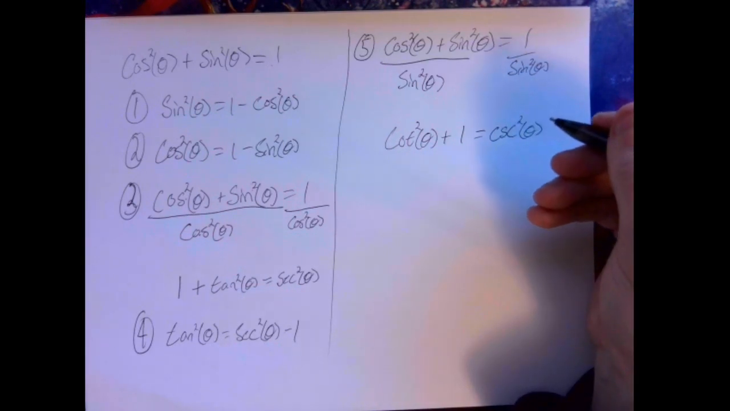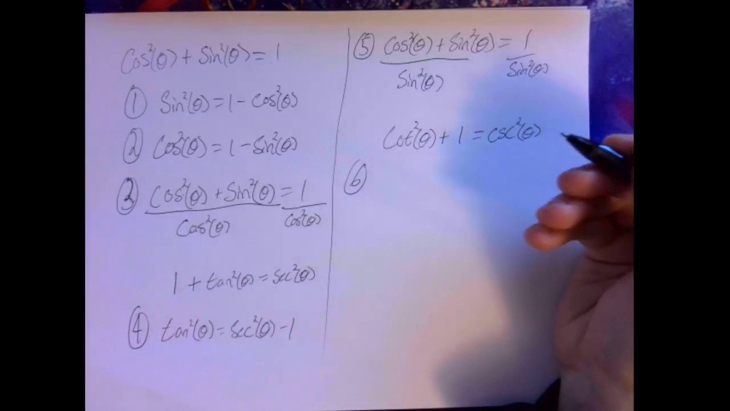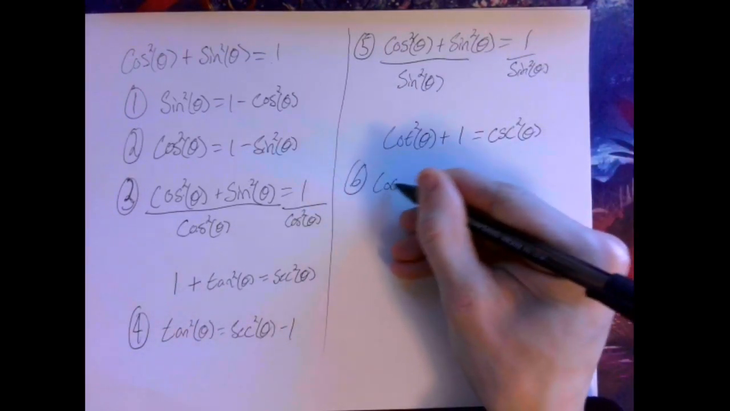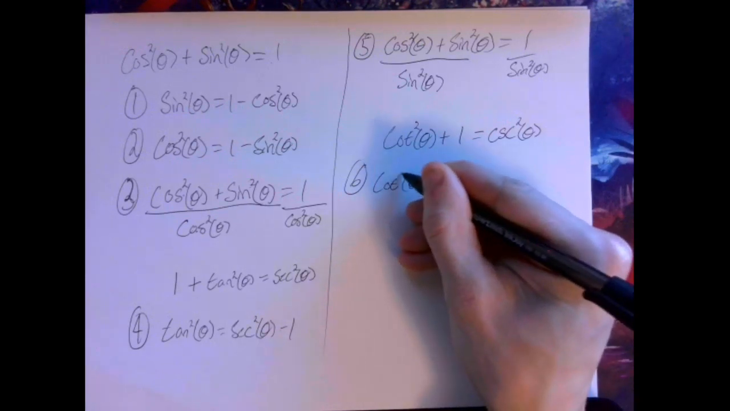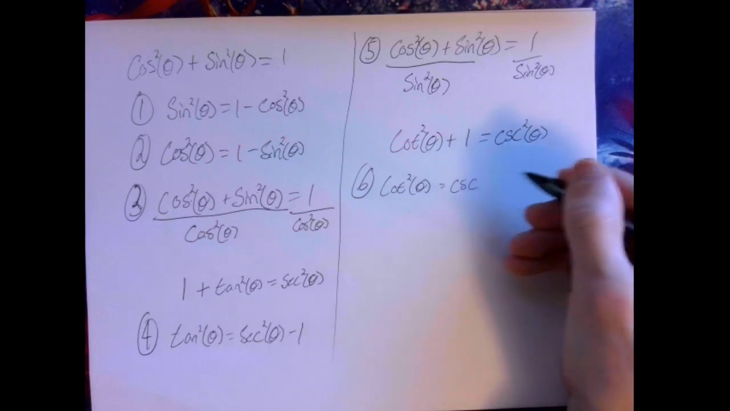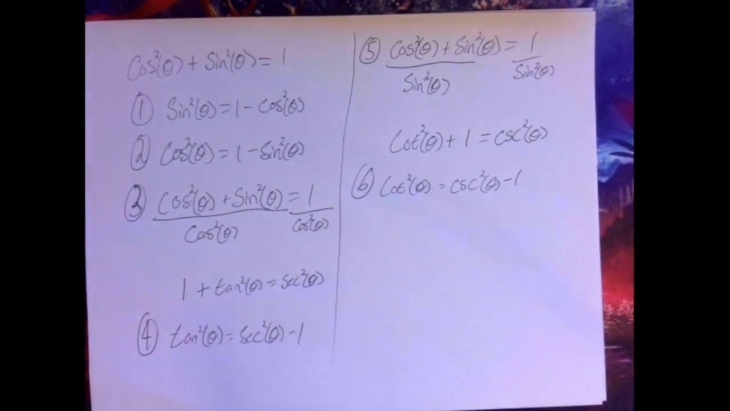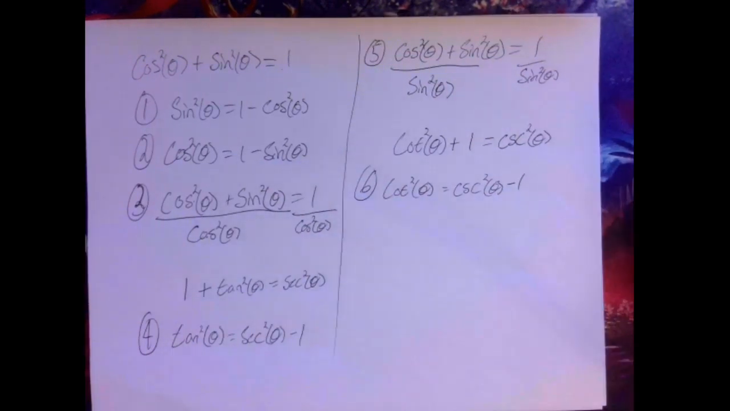And now we have this. And if we wanted to get this in terms of just cotangent, all we would have to do is subtract the 1 over. So that would give us cosecant of theta squared minus 1 equals cotangent squared. Those are the different forms of the Pythagorean identity.